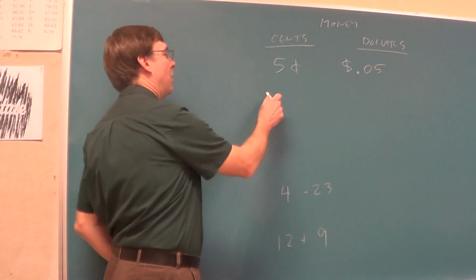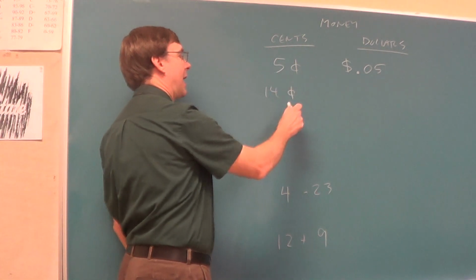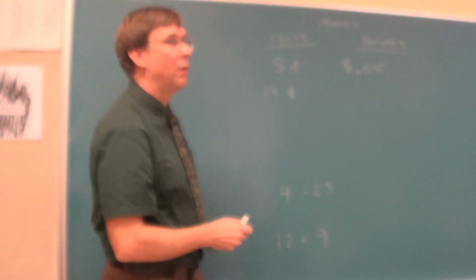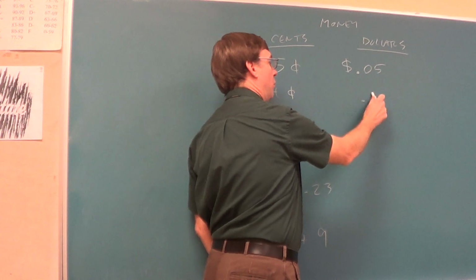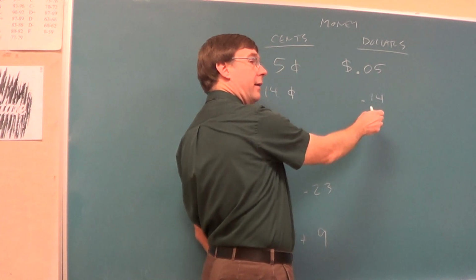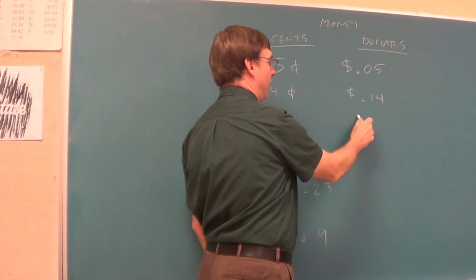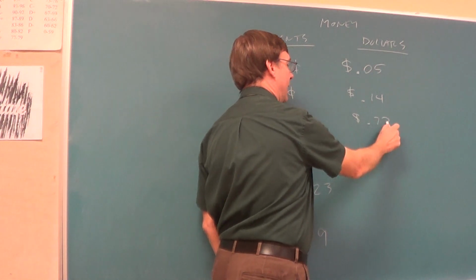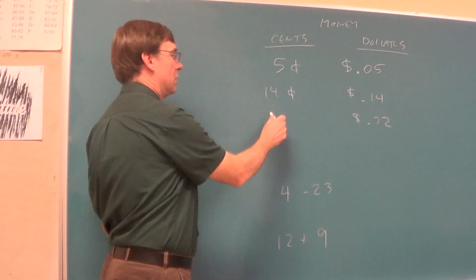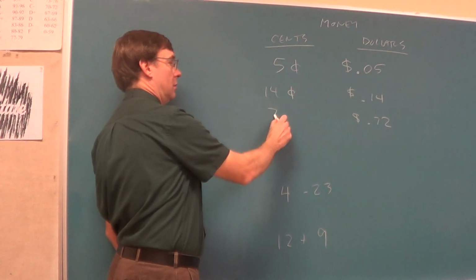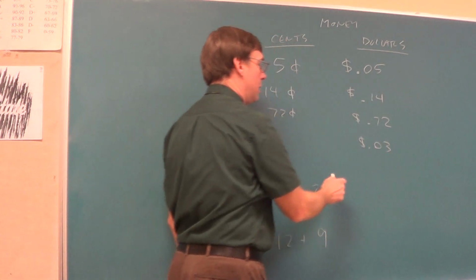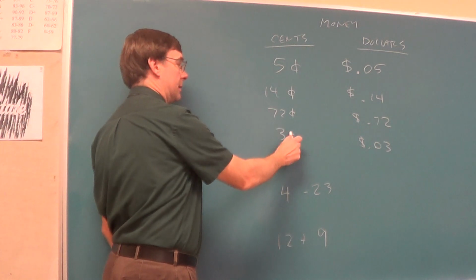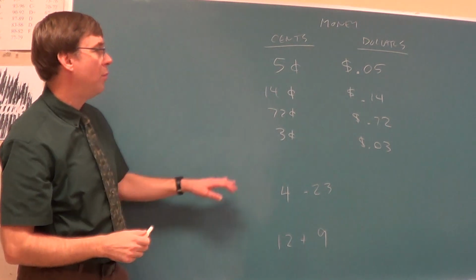So if I tell you we have 14 cents, but I want you to write it a different way, you could also write $0.14 with the dollar sign on the left. If I come along and I say dollar sign .72, you could change that into 72 cents. Or if I go dollar sign .03, 3 cents.